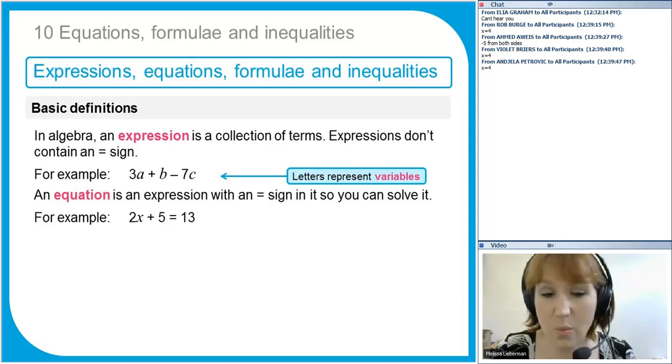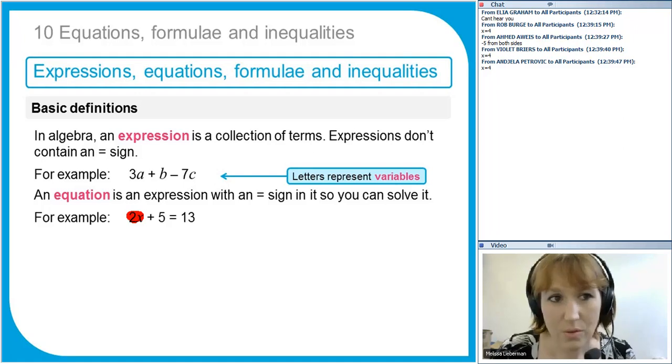And then always check whether that works. Well, double 4 and I get 8, and add 5 and I get 13. Another way you could do it is just to say to yourself, well, what do I add to 5 to get 13? Well, I know that 8 plus 5 is 13, so that 2x must be equal to 8. And if double x is equal to 8, then x must be 4, because double 4 is equal to 8. So we can use this systematic way to solve equations.